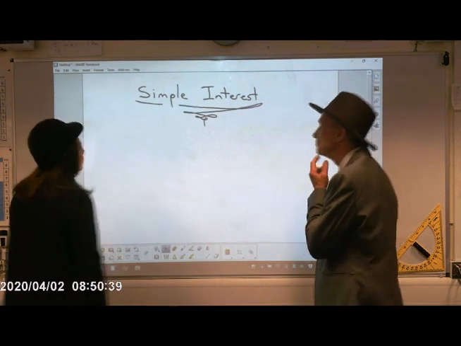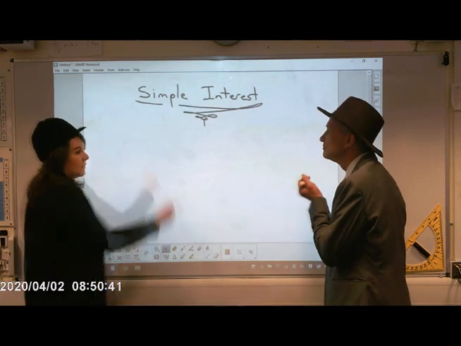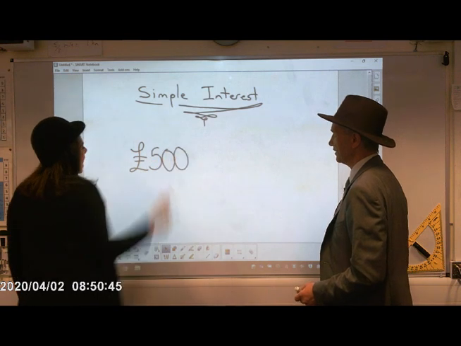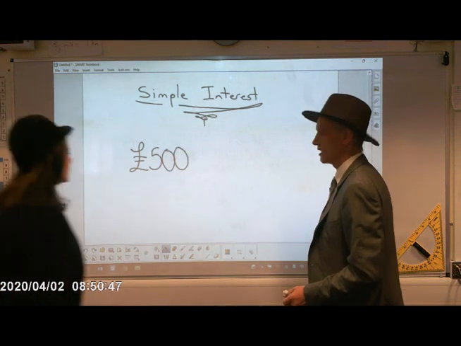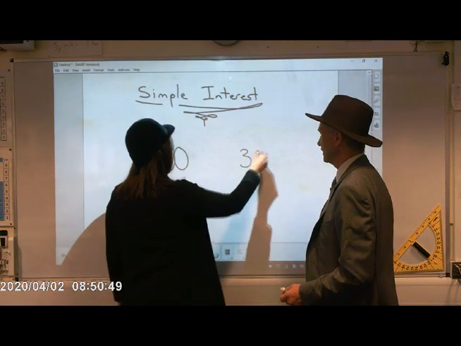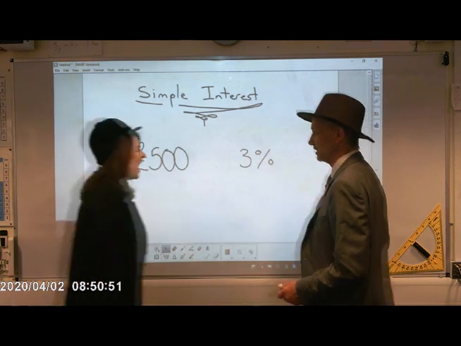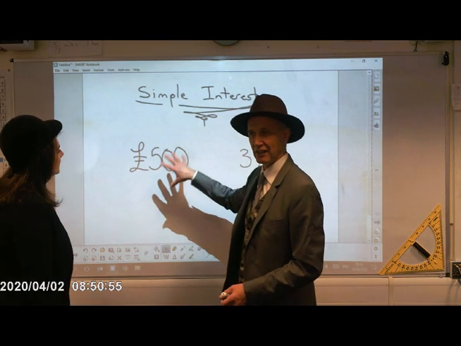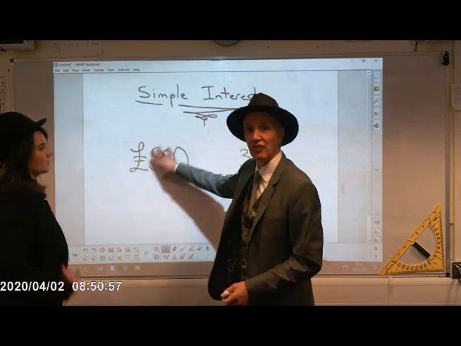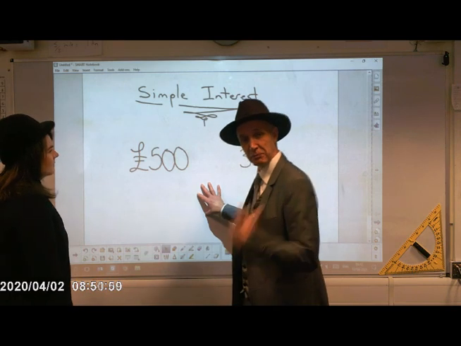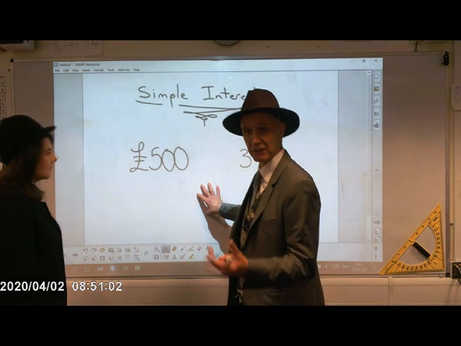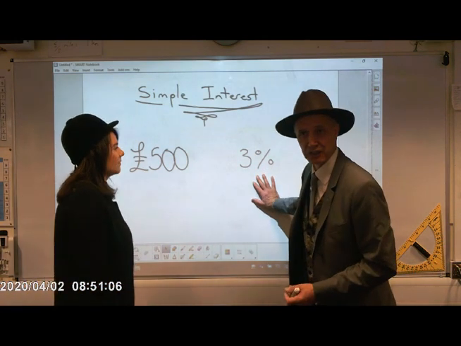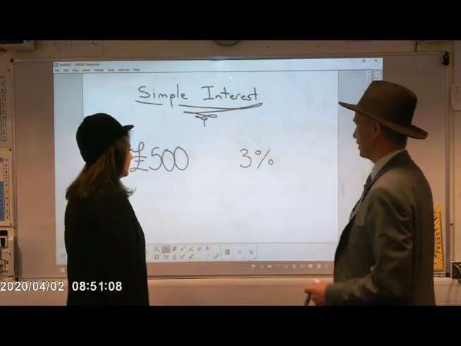Now let's say we start with a certain amount of money. Let's start with £500. And it's going to grow in simple interest of 3%. Will this grow in a bank? Yeah. So we take this money, we give it to a bank, they do stuff with it, and because they borrowed our money, they give us extra money back to pay us for lending the money. So this bank is going to give us a 3% interest rate. Each year.